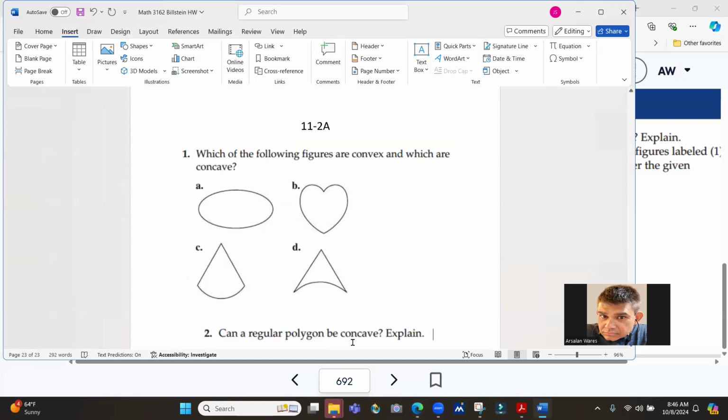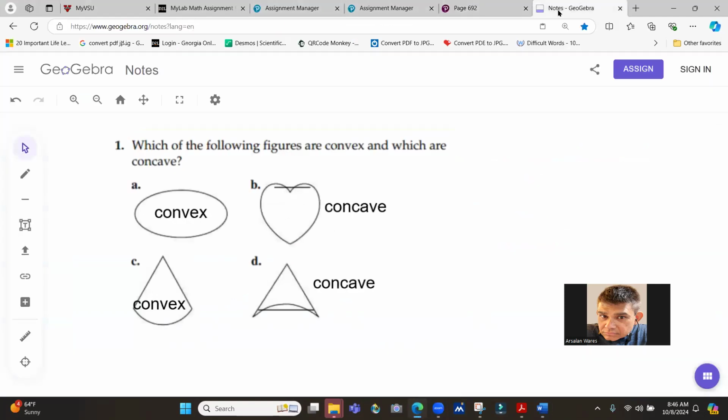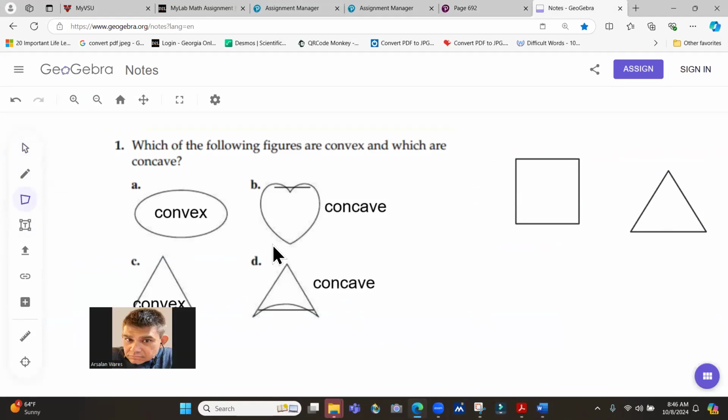Remember, guys, if you have a regular polygon, all sides, all angles are going to be the same. Okay? An example is a square. Another example is an equilateral triangle. Now, if you make a dent, guys, what happens when you put a dent? If it's supposed to be concave, you will need a dent.